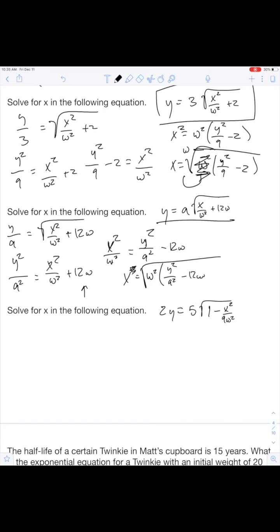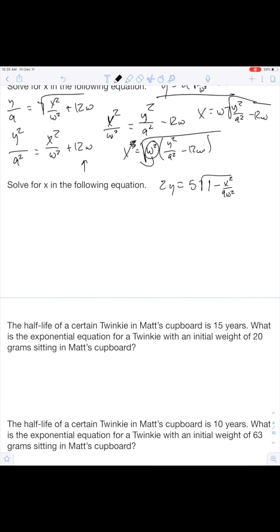That goes out. And what do we do with this? Of course, we can bring this to the other side. So we get x equals w times the square root of y squared over a squared minus 12w. It's a beautiful thing. Last one, and we are done with this one, baby. Boom. Now we have a 2 attached to the y. Do I care? No. We're solving for the x. I don't care about that other crap.